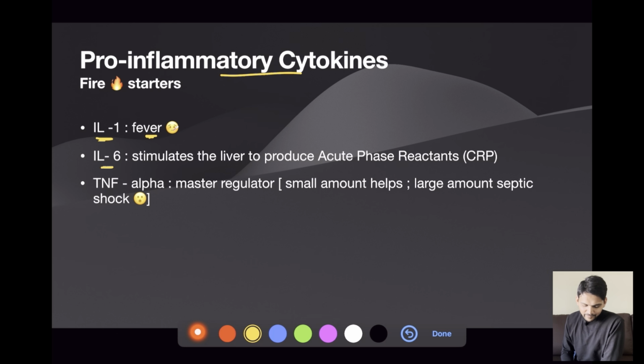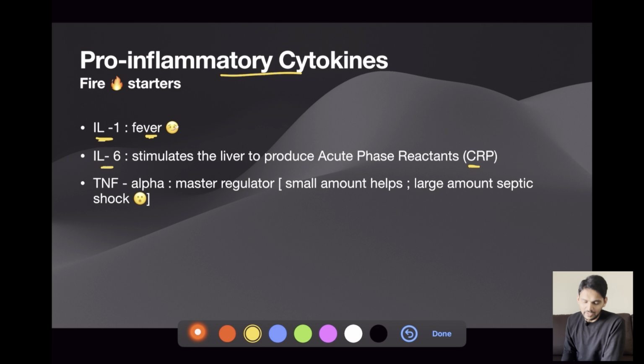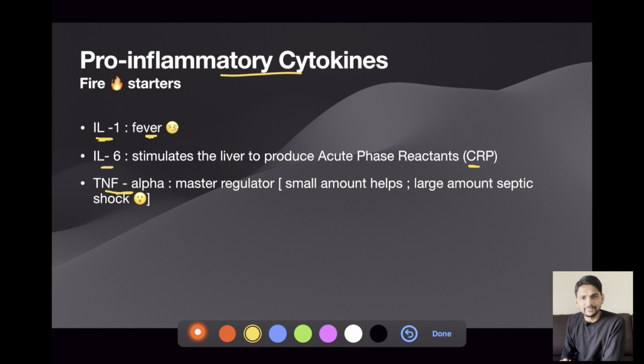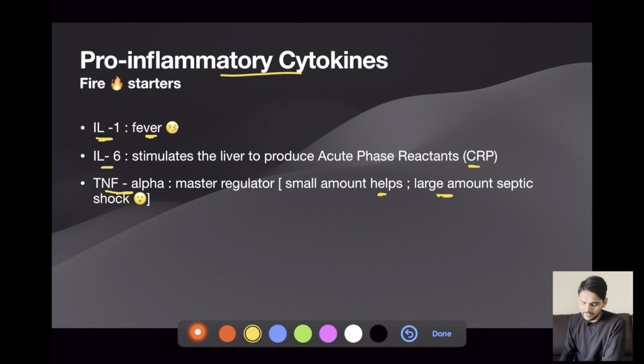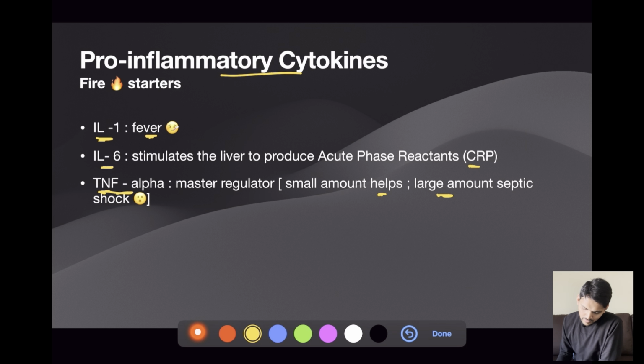Then comes interleukin 6. This interleukin will go to the liver and stimulate liver cells to produce acute phase reactants. One example is C-reactive protein, right? Then one more pro-inflammatory cytokine is TNF alpha. This is called the master regulator. In the sense, if it is released in a small amount, it will help in fighting against pathogens. But suppose its quantity is large, then it can lead to septic shock also. So we have to be careful with this particular chemical.